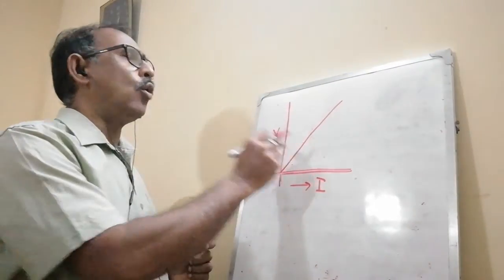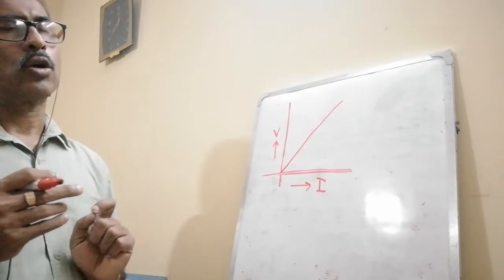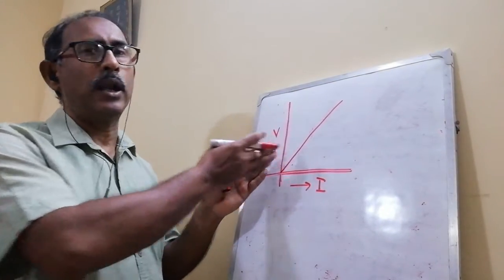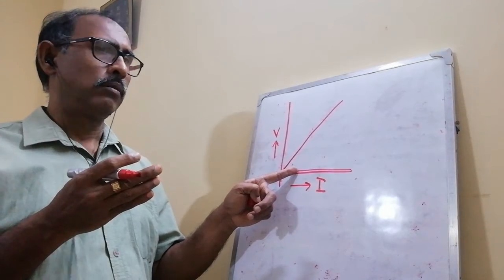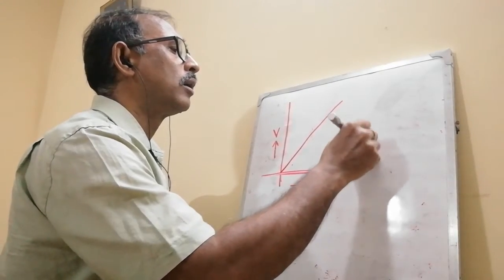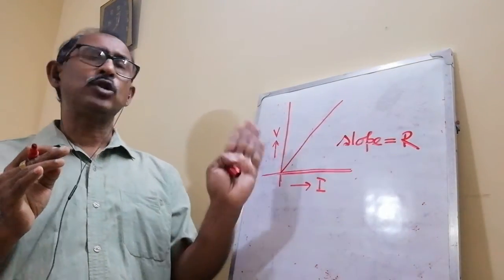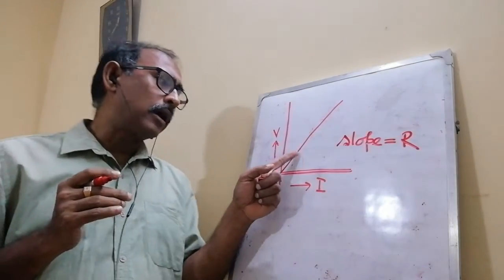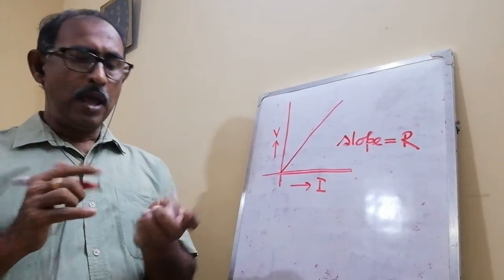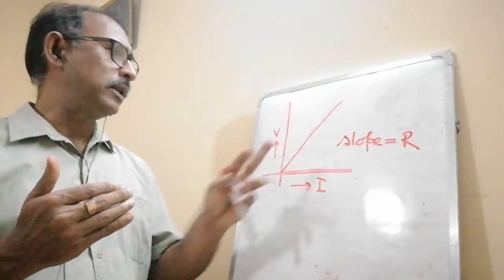The slope of that graph gives the resistance of the conductor. What do we mean by slope? Slope means the inclination of the graph with the x-axis. That means the slope of this graph gives the resistance of the conductor. This graph is for constant temperature, but if the temperature changes, the graph also changes.